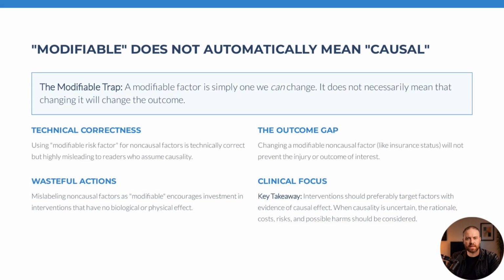A common mistake is the use of the term modifiable risk factor. Just because a factor can be changed, it does not mean that changing it will change the outcome. This is a critical point. Interventions should preferably target factors with evidence of causal effect. And when causality is uncertain, we must carefully consider the rationale, costs, risks, and possible harms before acting.